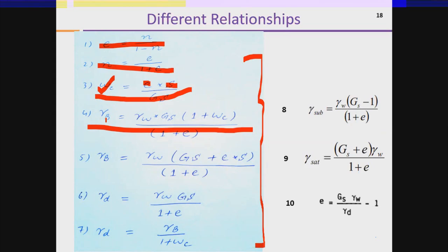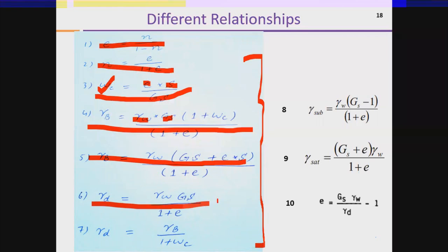It is also represented with gamma M, which will be known as the moist unit weight of the soil. It is equal to gamma W, the unit weight of water, into GS, the specific gravity, into 1 plus water content divided by 1 plus void ratio. The fifth expression is gamma B is equal to gamma W into (GS plus ES) divided by 1 plus E.